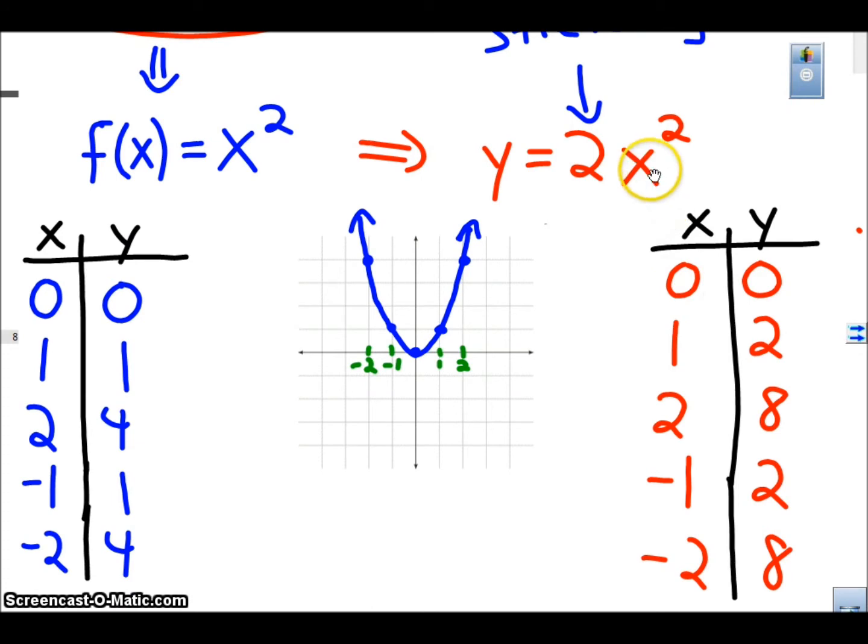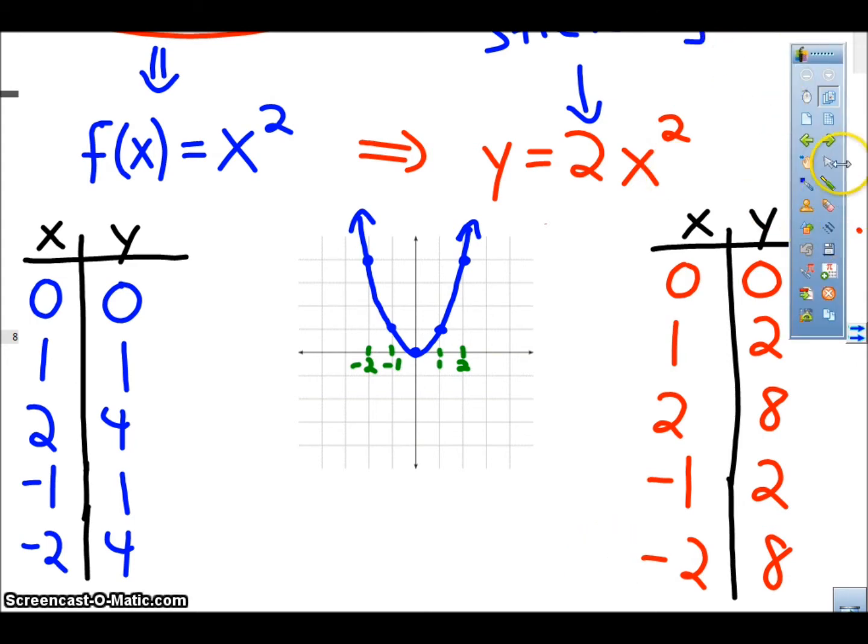If you choose 0 for x and you plug in 0 here for x, you get 0 squared, which is 0. 0 times 2 is still 0, and so we get 0 for y. If you plug in 1 for x, you get 1 squared, which is 1. 1 times 2 gives me 2, and so I get 2 for y. If you plug in 2 for x, you get 2 squared, which is 4. 4 times 2 gives you 8, and so you get 8 for y. And if you select negative 1 for x, you get negative 1 squared, which is positive 1. 1 times 2, again, gives us 2. And similarly, we get that result for a negative 2, we get y equals 8.